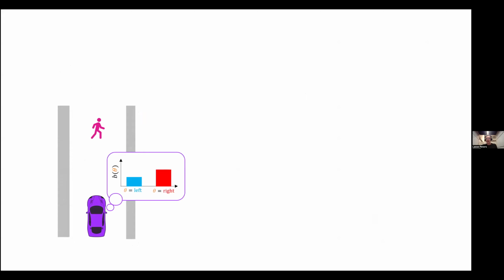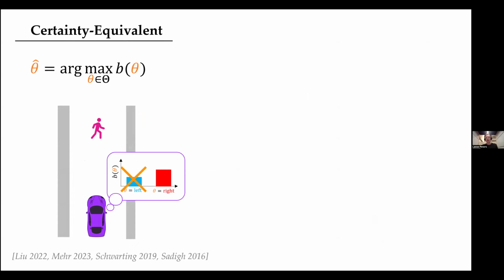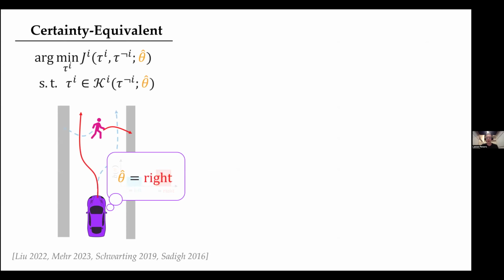If we have this belief, say a categorical belief over two options, the human may go left or they may go right, then one simple thing I can do is ignore all but the most likely intent. My belief is slightly higher for the hypothesis that they will go right, so I will just ignore that they may go left. I make a MAP estimate here, and then I simply solve the fully observed game exactly under that point estimate. So I will just solve a certainty-equivalent game.